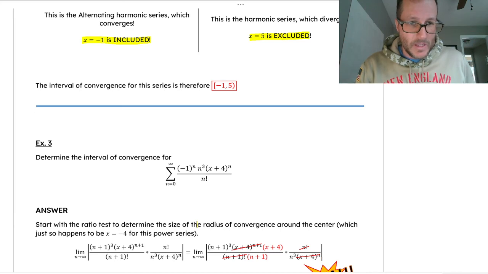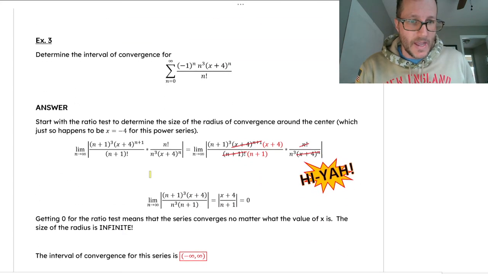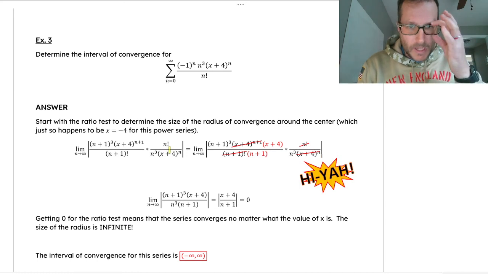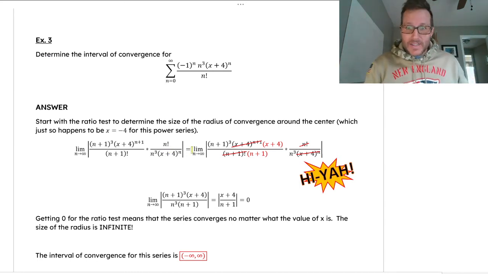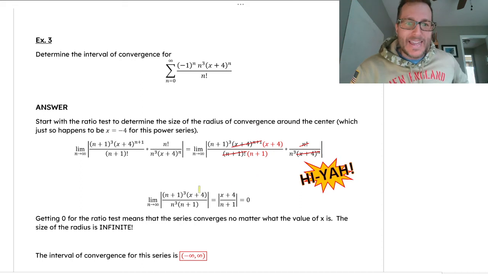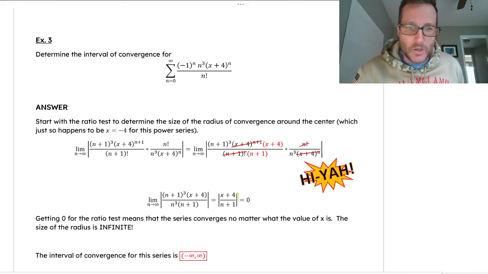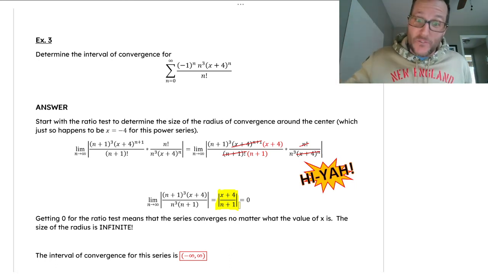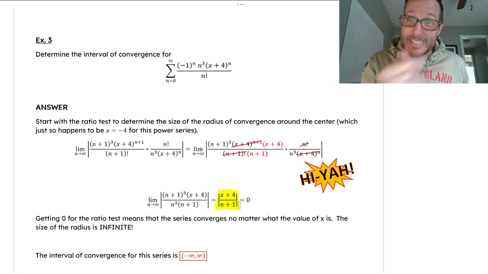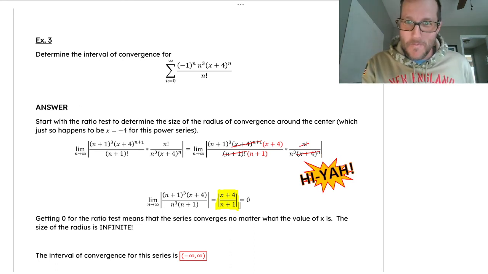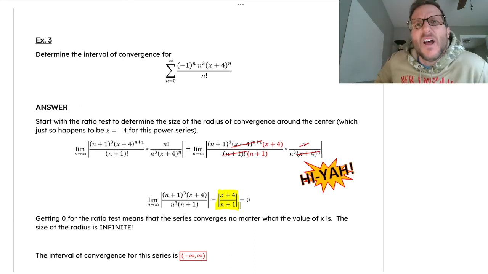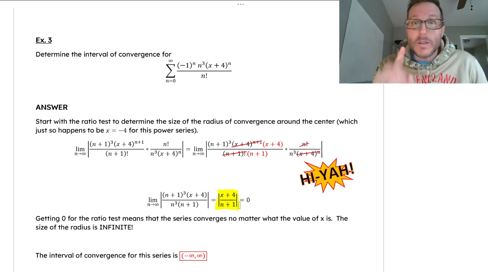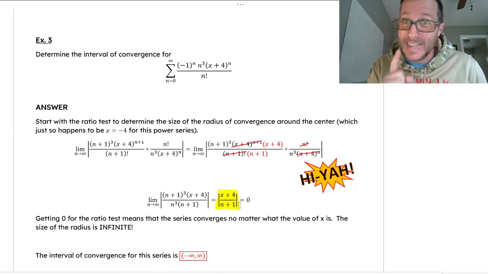All right, so ratio test. Hit it! So the n plus 1th term divided by the nth term multiplied by the reciprocal. We can get rid of all of that stuff. It's going to simplify down to the absolute value of x plus 4 over n plus 1. Now, I forgot to put the limit in there, but the limit as n goes to infinity for that thing is 0. What's that mean? Well, 0, last time I checked, is less than 1.